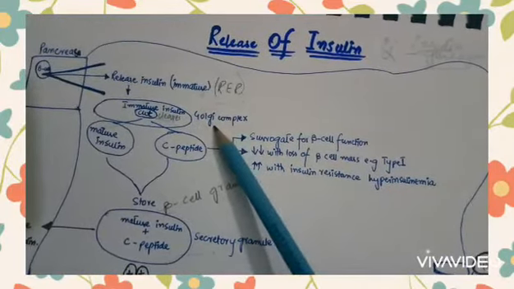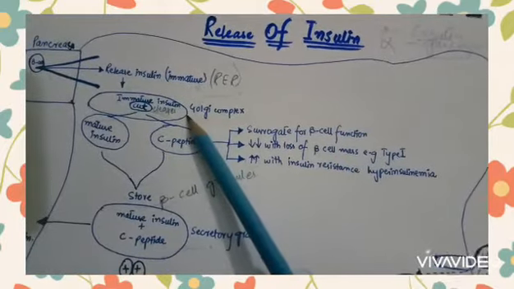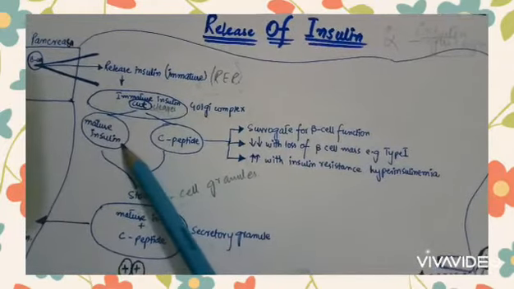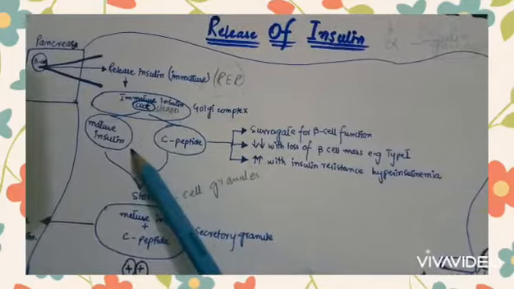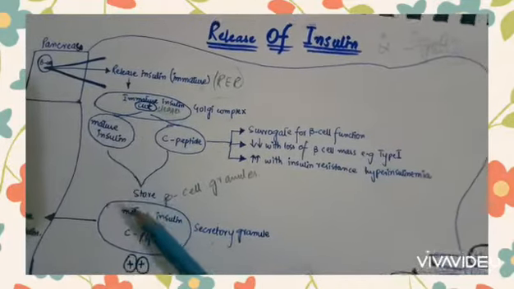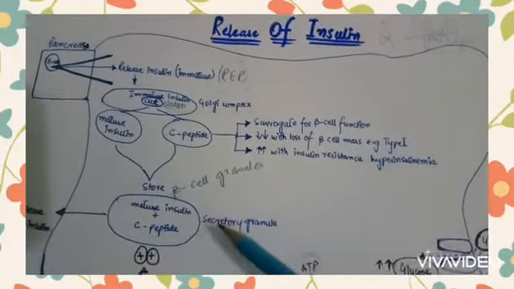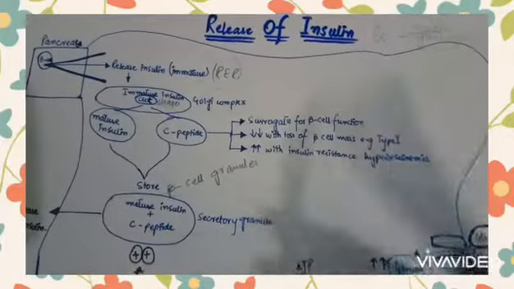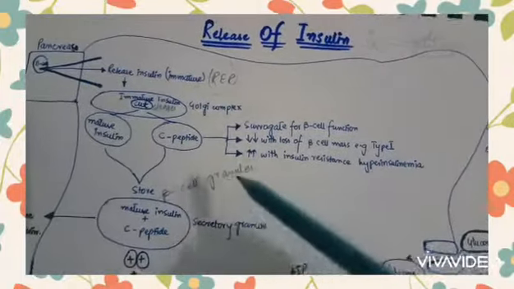What will happen in this Golgi complex? The Golgi complex cleaves the immature insulin into the mature insulin and the C-peptide. Then this C-peptide and the mature insulin will go and be stored in the beta cell granules, also known as the secretory granules. This is all about the synthesis.